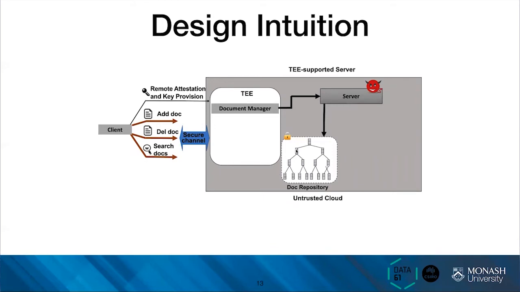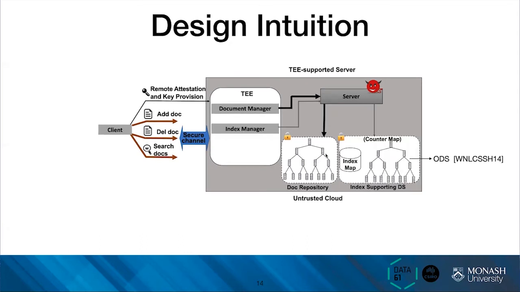We designed the system so that the client is storage free, and the trusted execution environment maintains the necessary data structures to support add, delete, and search operations. The first component is the document manager, which manages the physical document repository stored as the oblivious RAM. The next component inside the enclave is the index manager, which manages the index map, which is the traditional inverted index of searchable encryption.